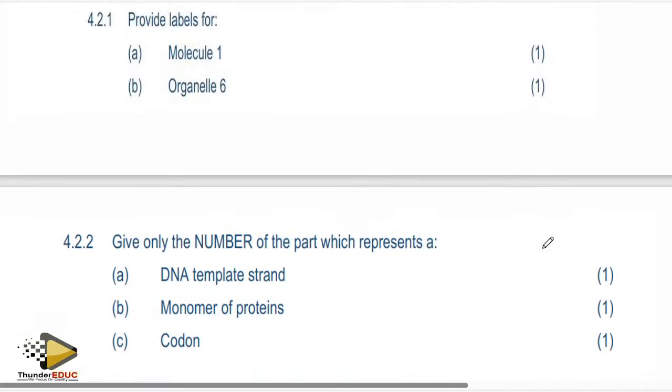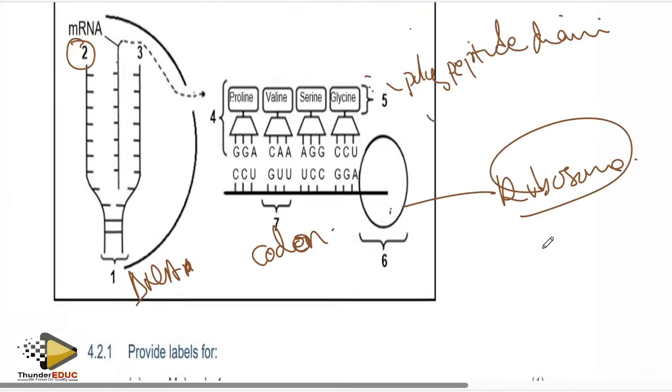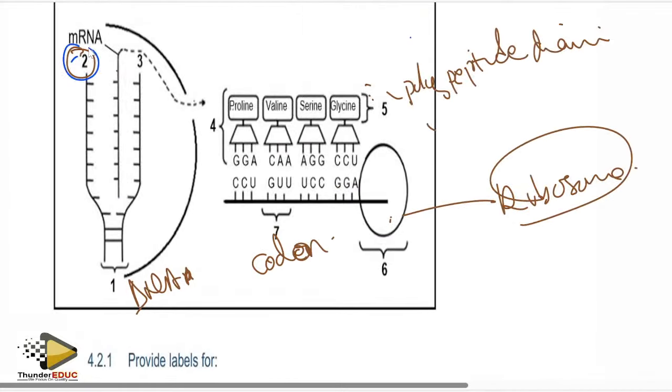Give the number of the part which represents the DNA template strand. The template, you see, it's number 2. So we talked about it. Why? Because the messenger is forming and is facing that side. So this side, definitely, this one is copying from this side. Therefore, number 2 is the template.